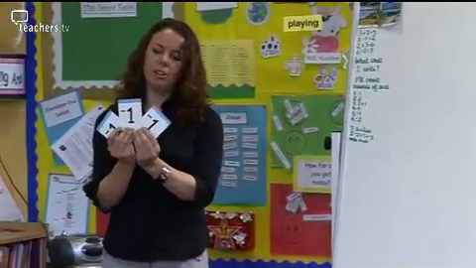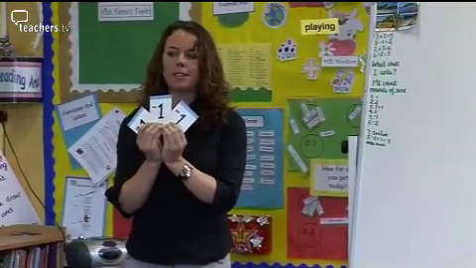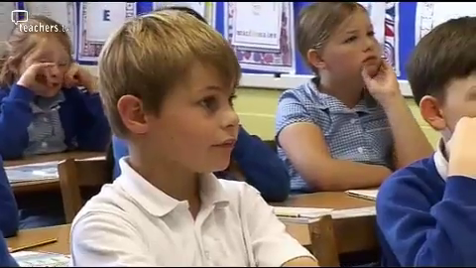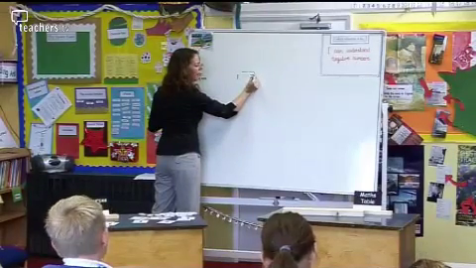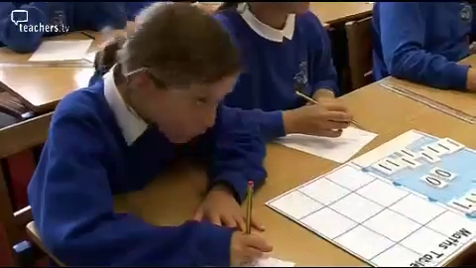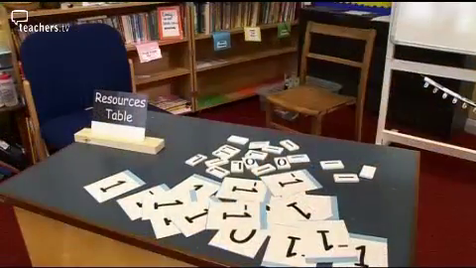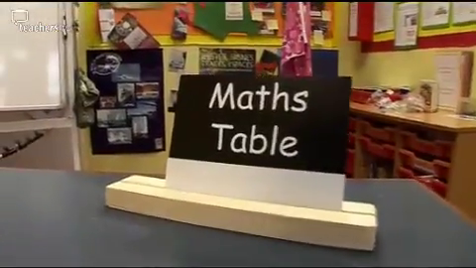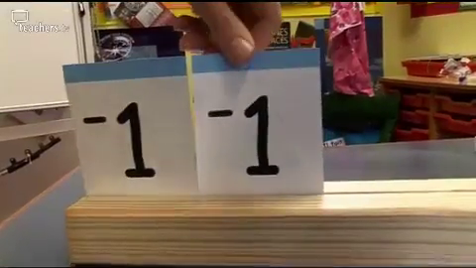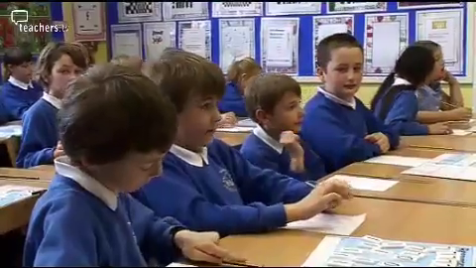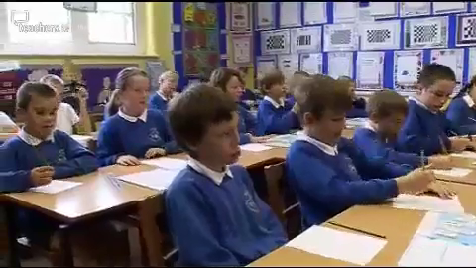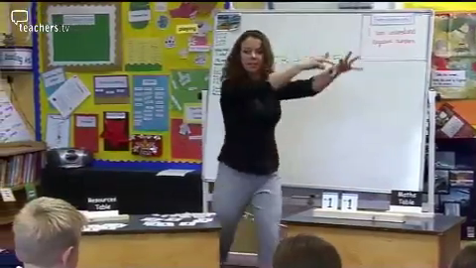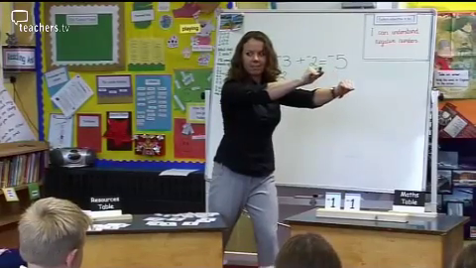Josie's explaining this absence of something with cards. She's using specific language to establish the difference between the negative number sign and the act of subtracting. She has the cards on a resources table and a second maths table. Moving cards between the tables helps to visualise addition and subtraction. What were you seeing? Everyone tell me? Negative 2. Fantastic. What am I going to write next?